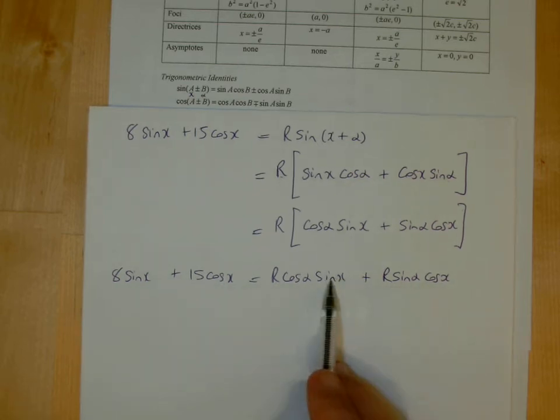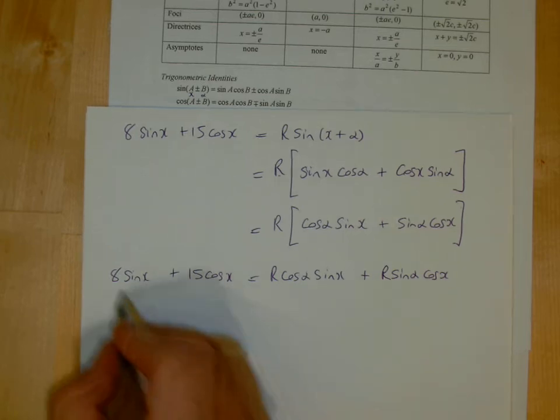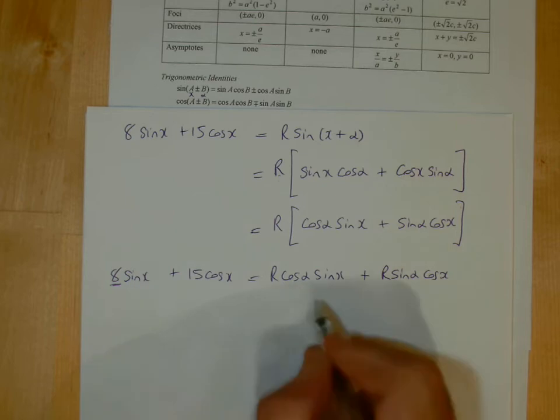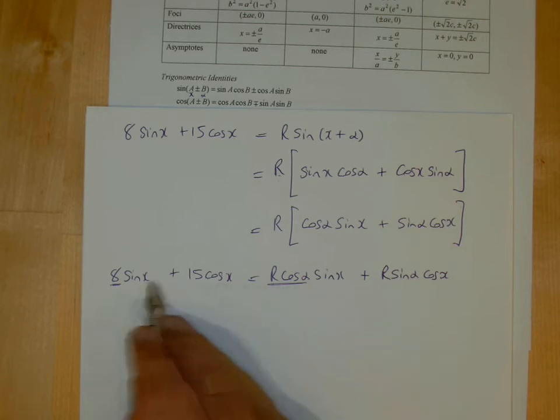So notice here we end in the sine x, end in the cos x, end in the sine x, end in the cos x. So what's in front of the sine x here has got to be the same as what's in front of the sine x here. Okay, they've got to correspond, they've got to equal. So both sides are equal.